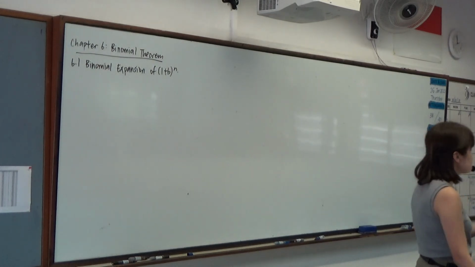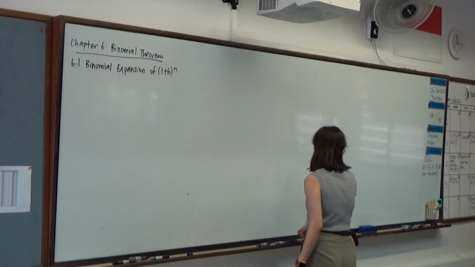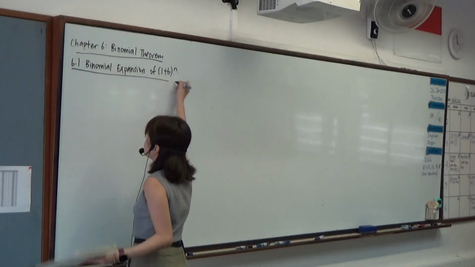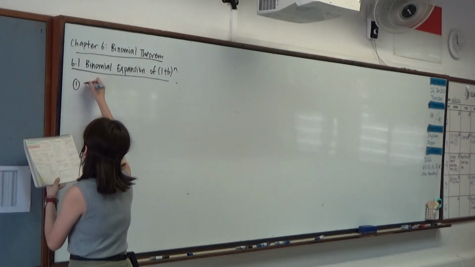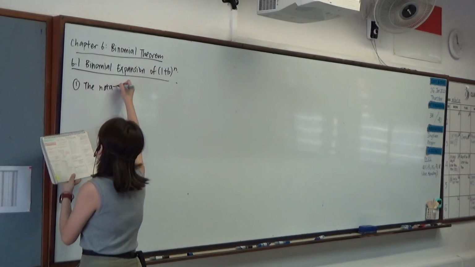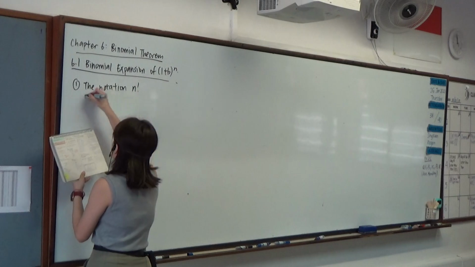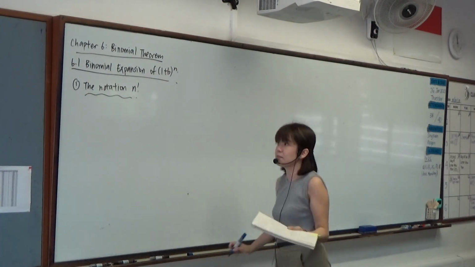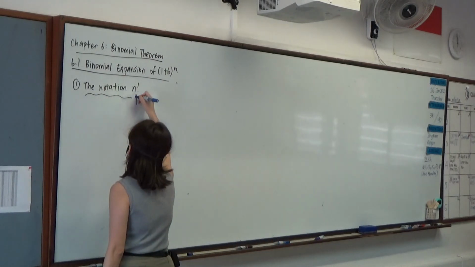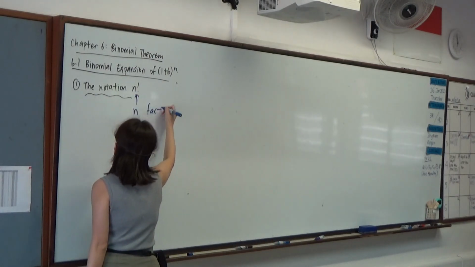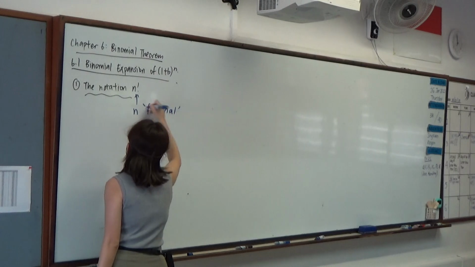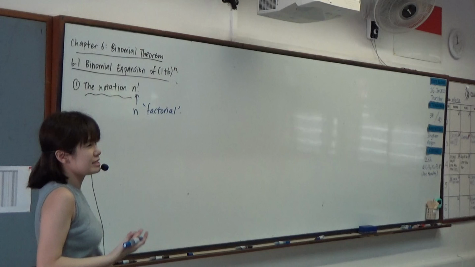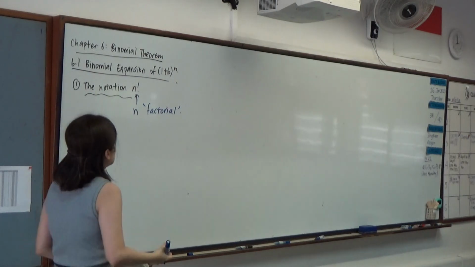But let's first try to understand certain notations that are commonly used in binomial first. Okay, so let's understand the notation n factorial. It is not n exclamation mark. This is called n factorial. It's not asking you to exclaim when you say n. Not asking you to say it louder, right?